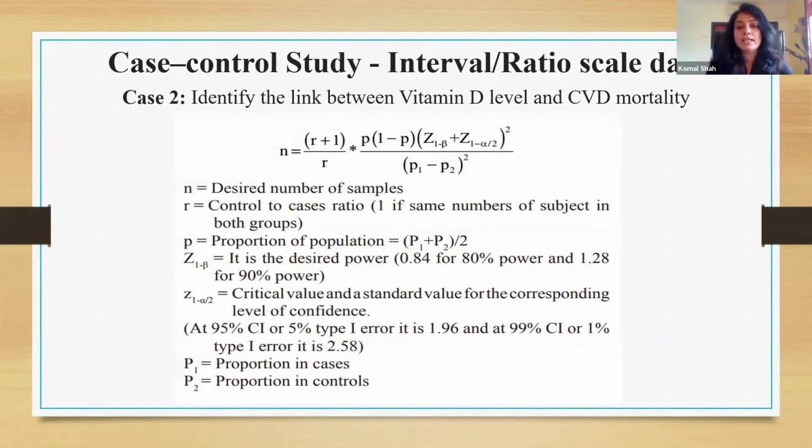For the second case, where I have data that is expressed in terms of interval or ratio scale, I need to use this equation. Over here, the case that I have taken is to identify the link between vitamin D level and cardiovascular disease mortality. For that, I need certain information just like our previous slide, and I need to feed all this information in this equation.